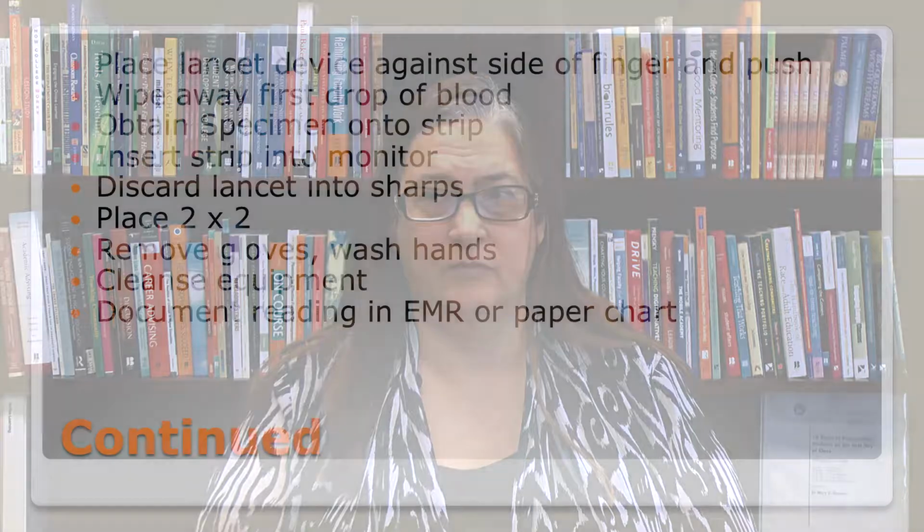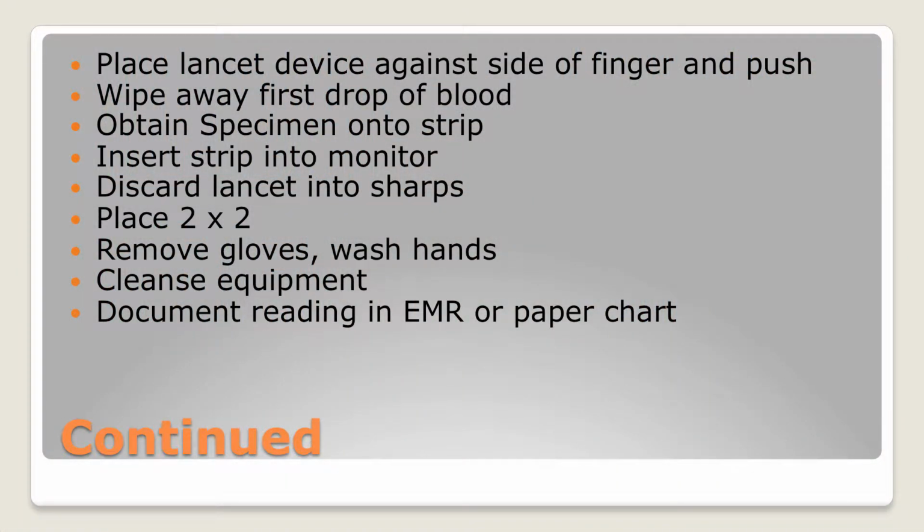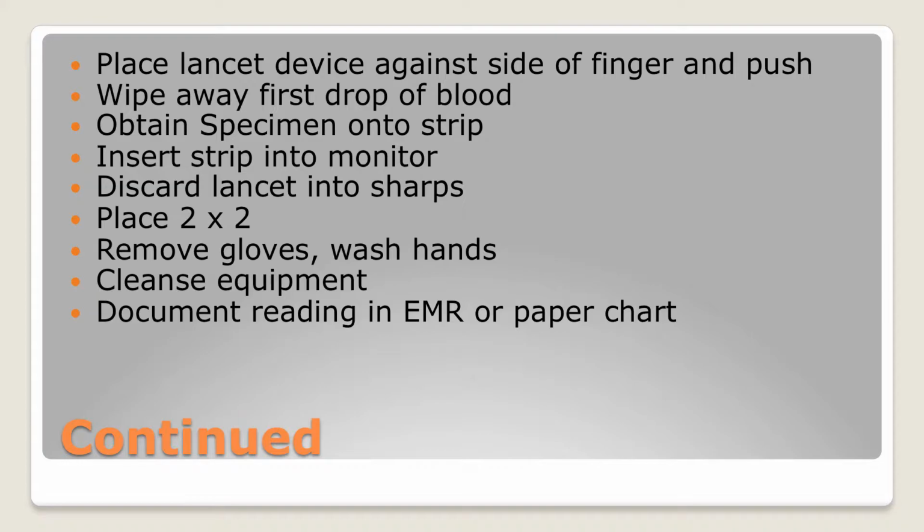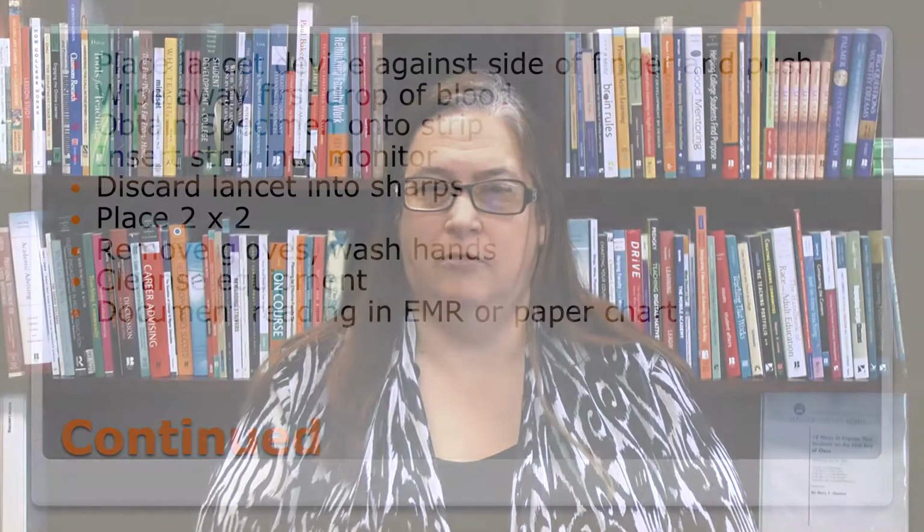But once you have the blood on the strip and it's in the monitor, you want to make sure you discard your lancet. In fact, a lot of times I'll do that before I do anything else. While it's in my hand, I'm going to get rid of it. Once you've got the blood, you want to put the 2x2 over the site so it doesn't continue to bleed while you finish checking the blood glucose.